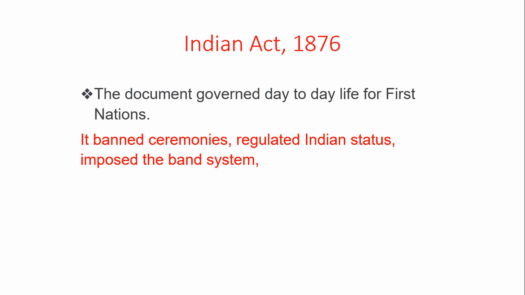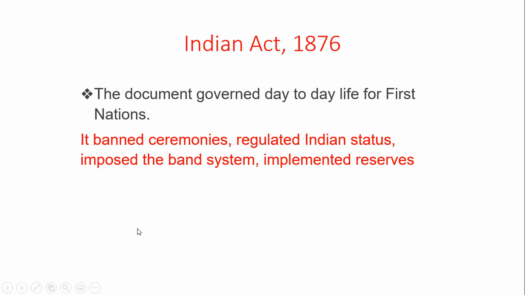It also imposed what was called the band system. So remember a minute ago when I said that John A. Macdonald wanted to do away with First Nations governments? Well, so First Nations had their own forms of government that they had been using for a very, very long time. And the Canadian government decided through the Indian Act that they were going to get rid of those traditional forms of government and replace those forms of government with this new form of government called Indian bands. And these new bands gave them a lot less power than their traditional forms of government.